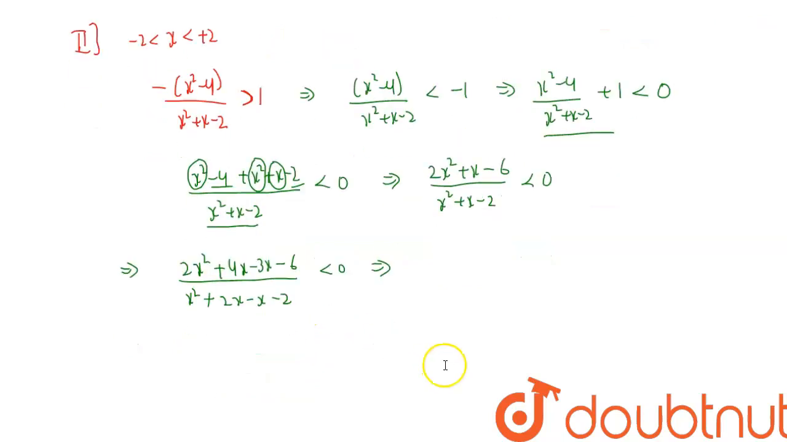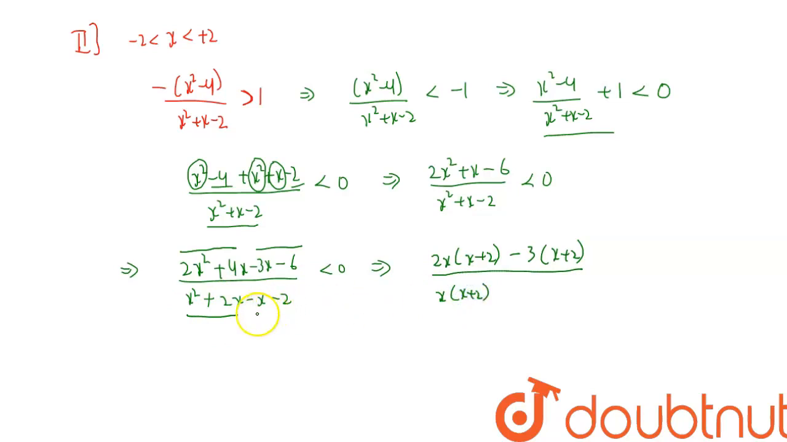So now from these first two terms we are going to take 2x common. So we get 2x outside and inside we are left with x plus 2, and from these two terms we are going to take minus 3 common. So we get minus 3 times of x plus 2 whole divided by, in the denominator we are going to take x common out from the first two terms. So we get x plus 2, and from these two we are going to take the minus common. So we get x plus 2 with a negative sign as less than 0.